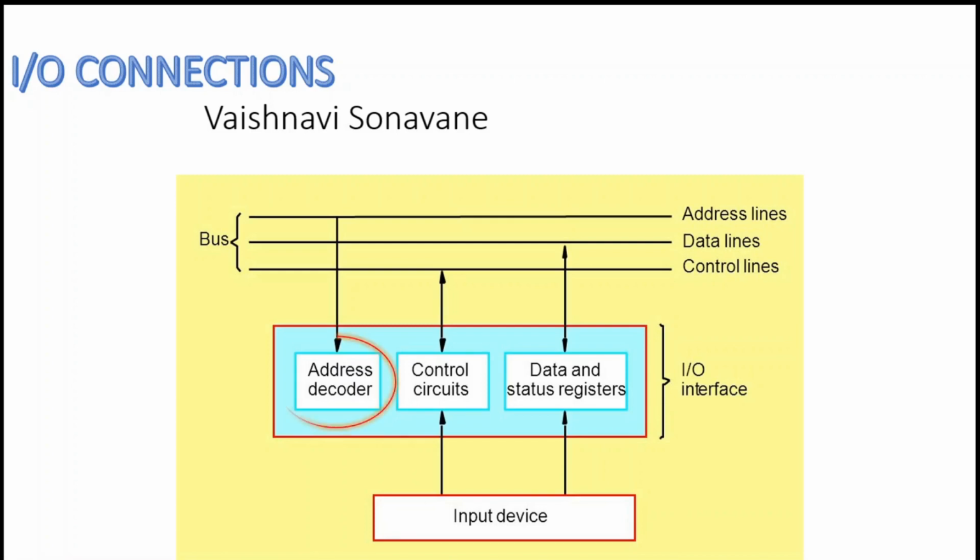Starting with address decoder, it enables the device to recognize its address when the address appears on the address line. Data register holds data, and control circuit synchronizes data flow and supervises the data transfer between processor and peripheral.